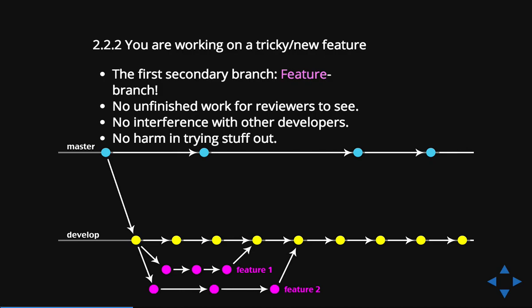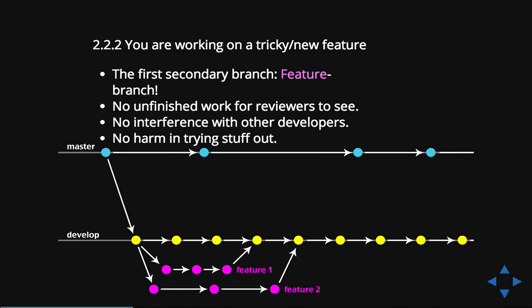When you're working on a feature that, let's say, is 3 days work, you don't want your internal reviewer to continually give feedback in a ticket about, yeah, it still doesn't work, it looks like crap. It's very annoying, it's very time consuming, you don't have any use for it. So the first secondary branch for this purpose is the feature branch. The feature branch is something that is branched and merged into develop.